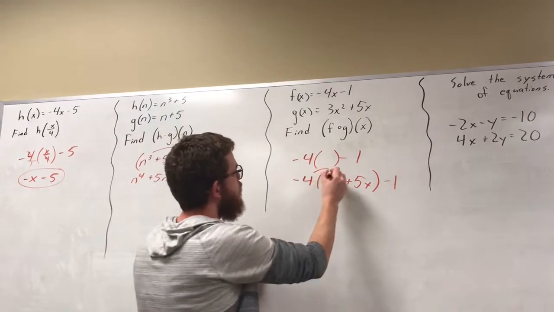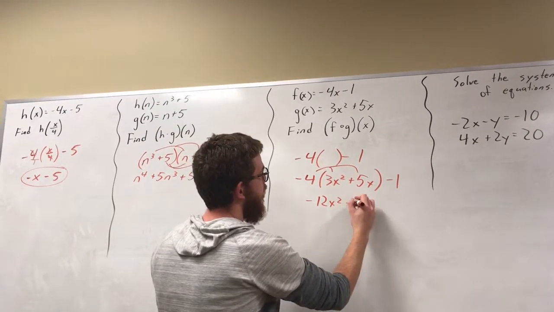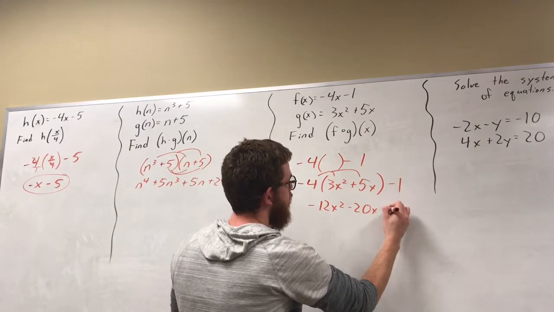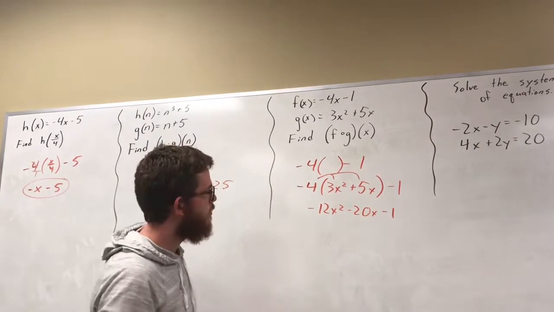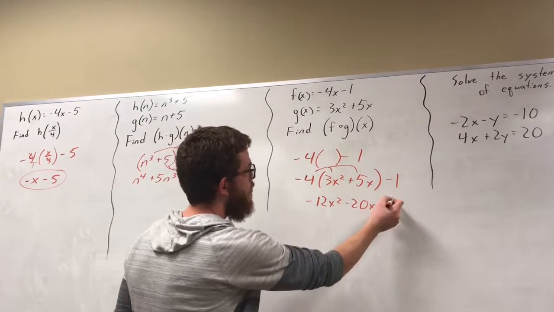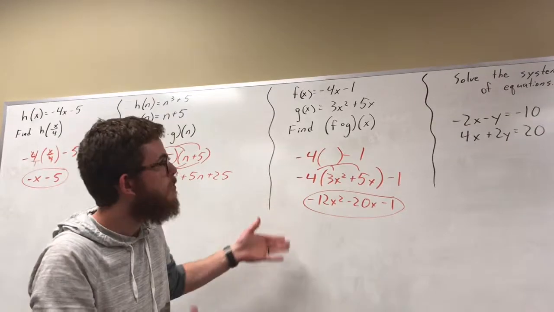I'm going to distribute my negative 4 to get negative 12x squared minus 20x minus 1, because the 4 doesn't distribute out there to the 1. Looks like we're done because we don't have anything else we can do. So that was our f composed of g.